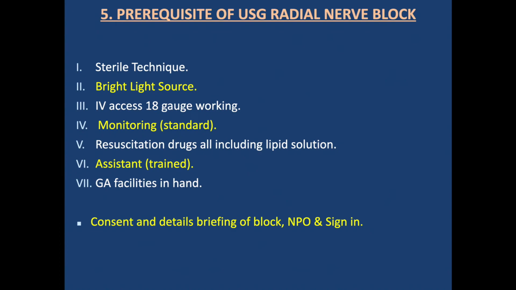Prerequisites of ultrasound guided radial nerve block. We must use sterile technique to avoid infection. A bright light source is mandatory to visualize the structure. IV access, 18 gauge, working must be available. We use standard monitoring like for general anesthesia. Resuscitation drugs must be available, including lipid solution. We need a trained assistant, which is a blessing for anesthetists. General anesthesia facilities must be in hand in case of problems. We take consent and give a detailed briefing of the block, keep the patient NPO and do sign-in.